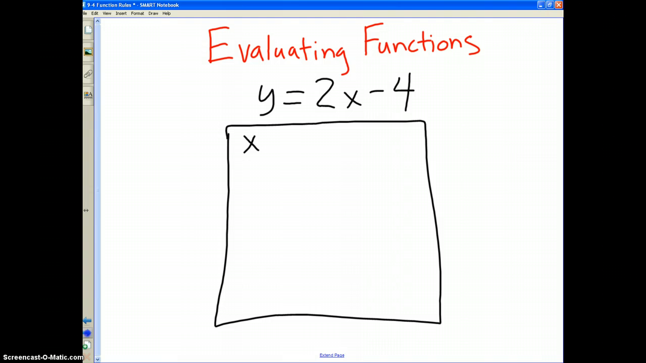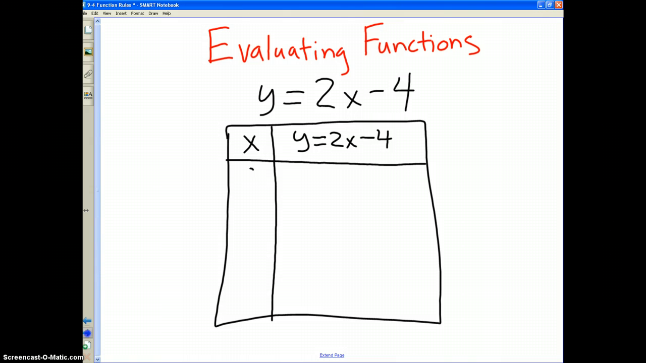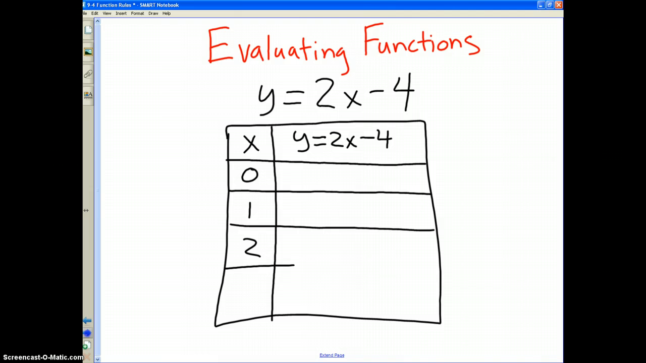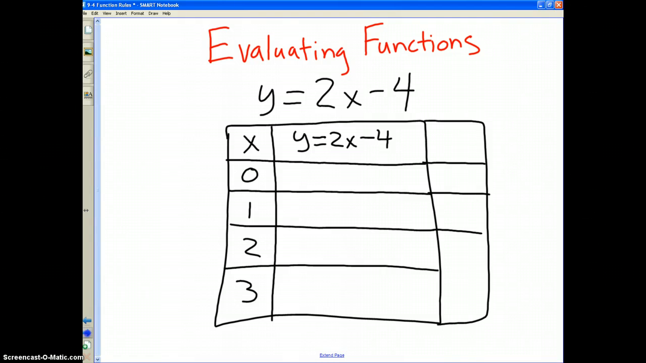This is going to be our x, which is our input. And then what I'm going to do is I'm just going to write our rule right in here. 2x minus 4, y equals 2x minus 4. And then we're going to have 0, 1, 2, and 3. And then what I'm actually going to do is I'm going to add on a column here that just gives us our y output.